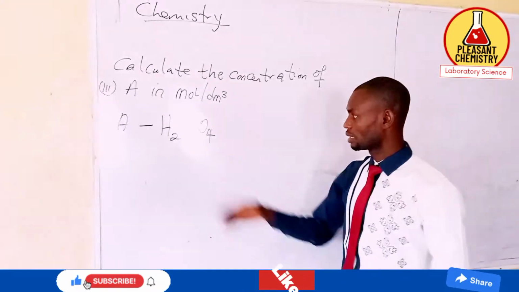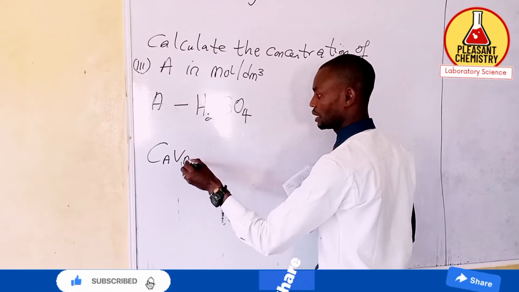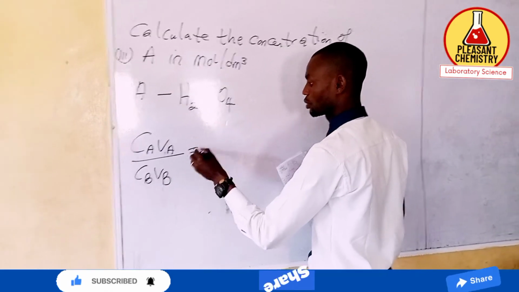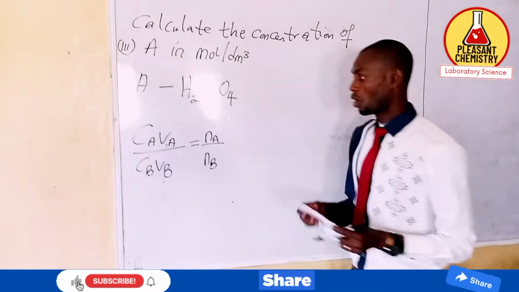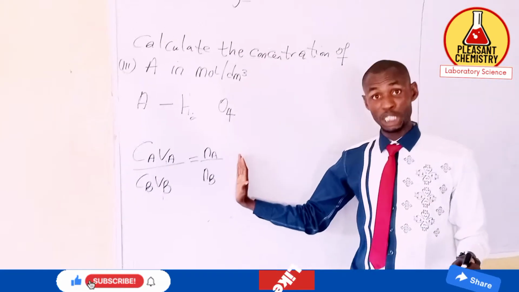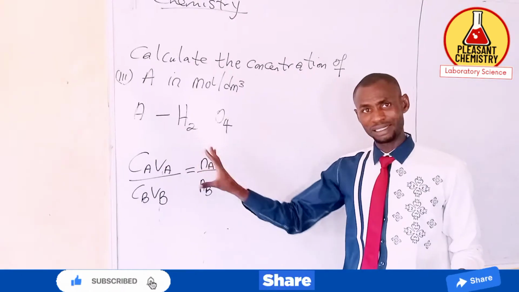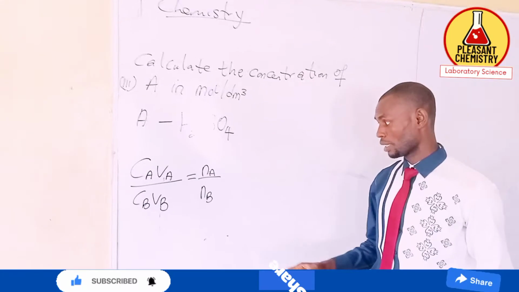So in that case, you are going to use this formula, which is CA VA over CB VB is equal to NA over NB. Ordinarily, writing this formula alone cannot fetch you any mark until you insert the right figures into the formula, and that fetches you a mark.